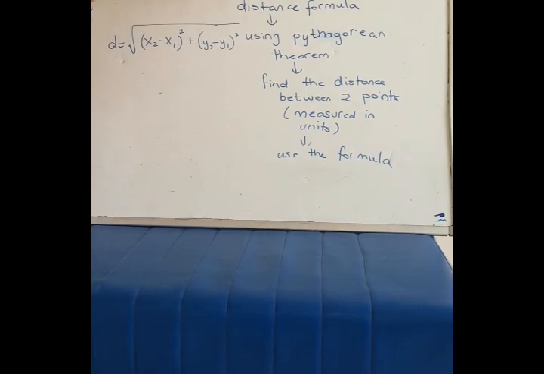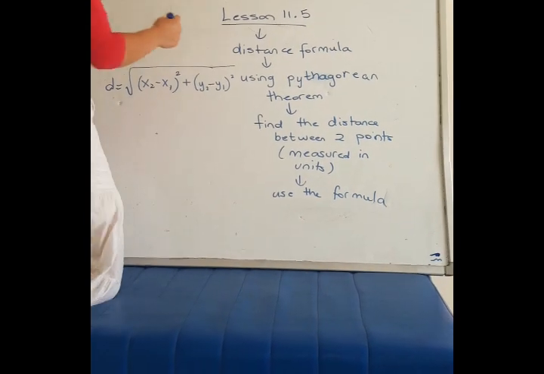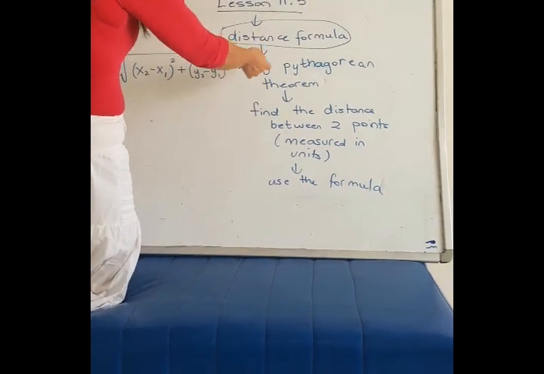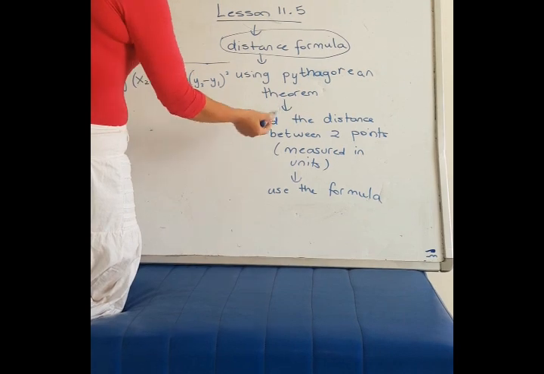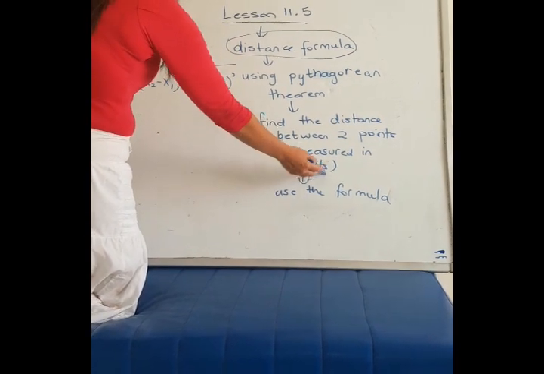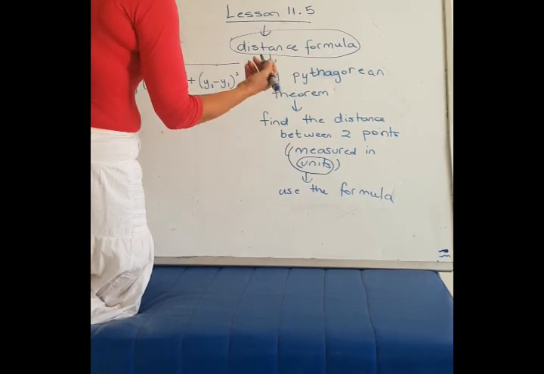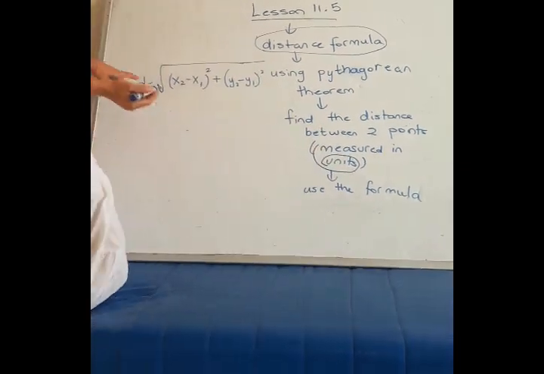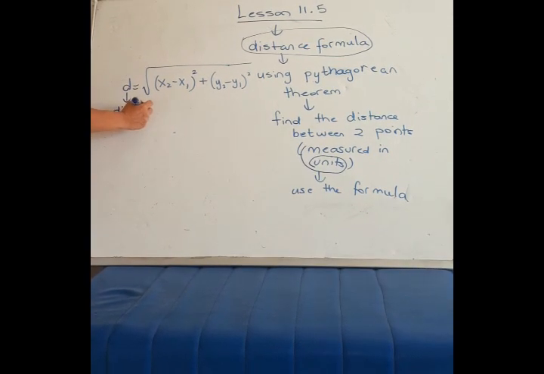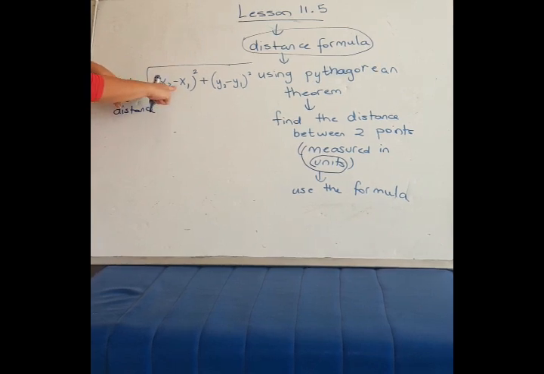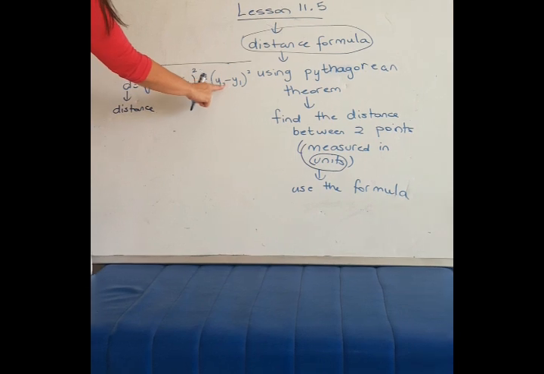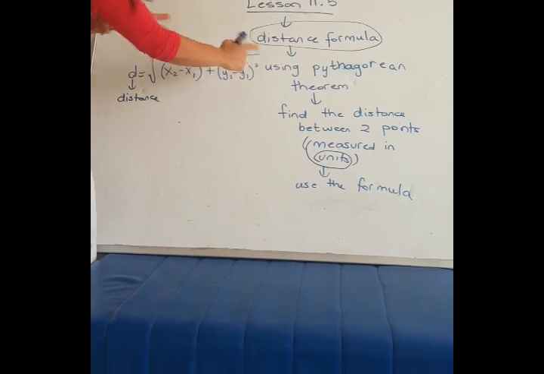We're starting off lesson 11.5, which is about the distance formula. The distance formula uses the Pythagorean theorem. I need to find the distance between any 2 points, and usually it is measured in units. I put down the word units, and I use the formula d, which is distance, is equal to radical x2 minus x1, both squared, plus y2 minus y1 squared.